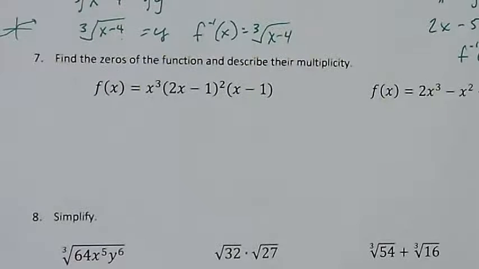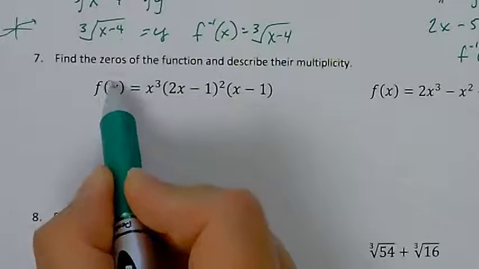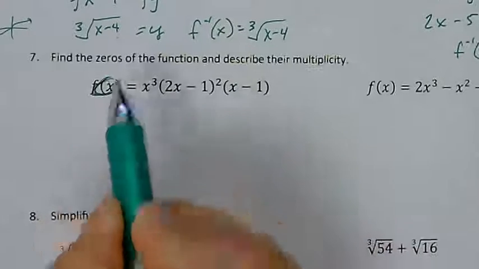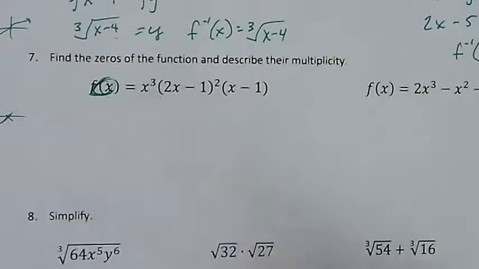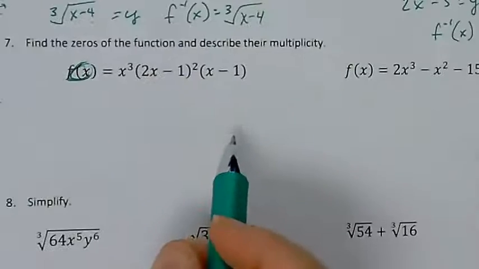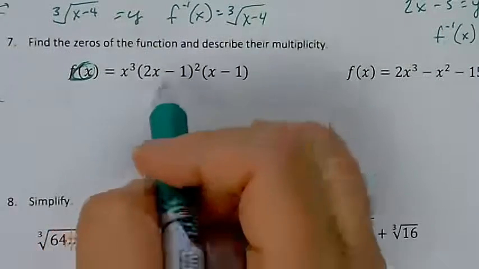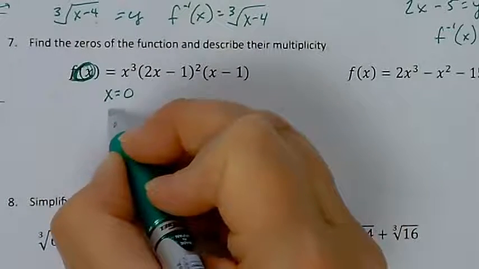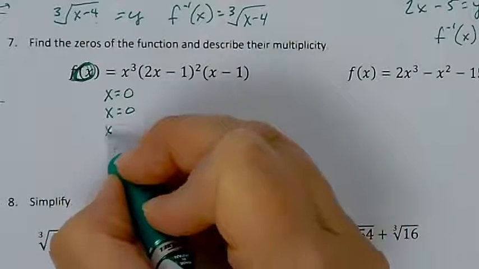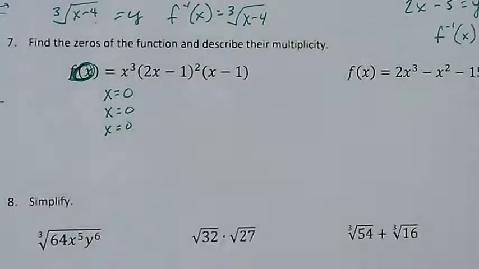The next part, and we haven't done this in a while, is finding the zeros of a polynomial. So the reminder of what the zeros are is a zero is something that would make this equal 0. It's also all the places where it would cross the x-axis, the roots. So if I notice here, if I want to set this equal to 0, that means x could be 0, x could be 0, or x could be 0 for each one of these.